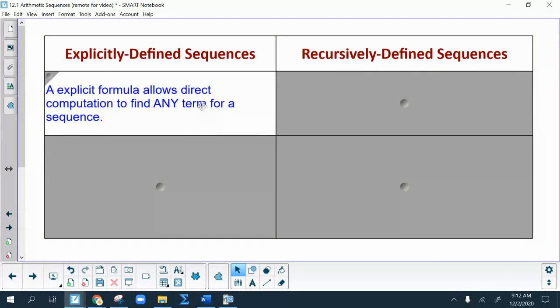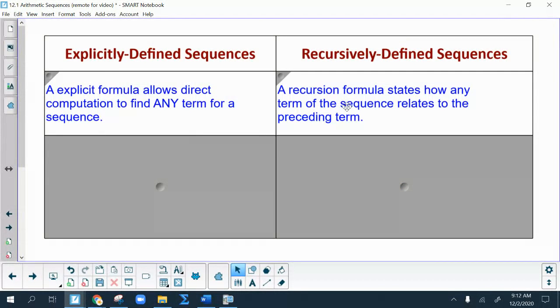We have two different ways to think of a sequence. One of them is if it's an explicitly defined sequence, and another way is when we call it recursively defined. Both of them have their positives and negatives, but an explicit formula allows for the direct computation to find any term for a sequence. This is actually the equation of a line.